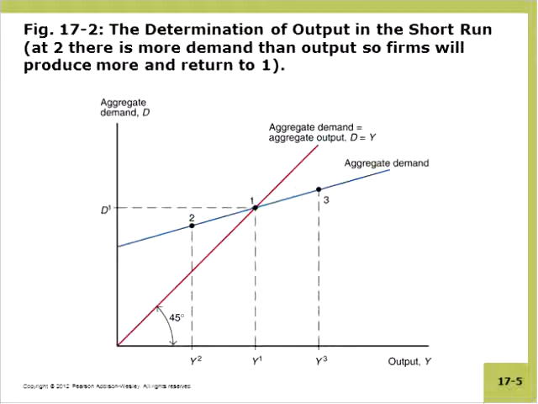And the same happens at point 3, where there is more output than demand. Then the producers will have to produce less and go back to point 1. So point 1 is the point of equilibrium, where you have aggregate demand equal to output. So this is the point at which the economy operates in equilibrium.